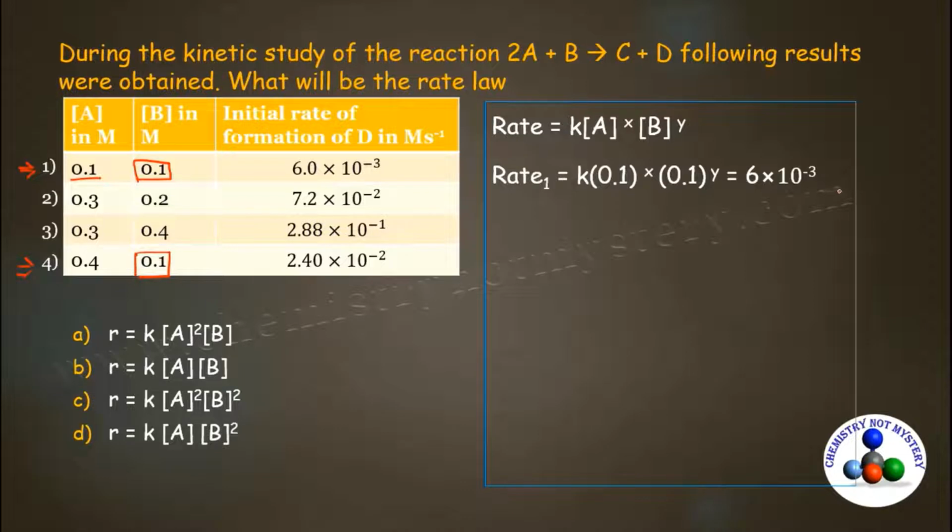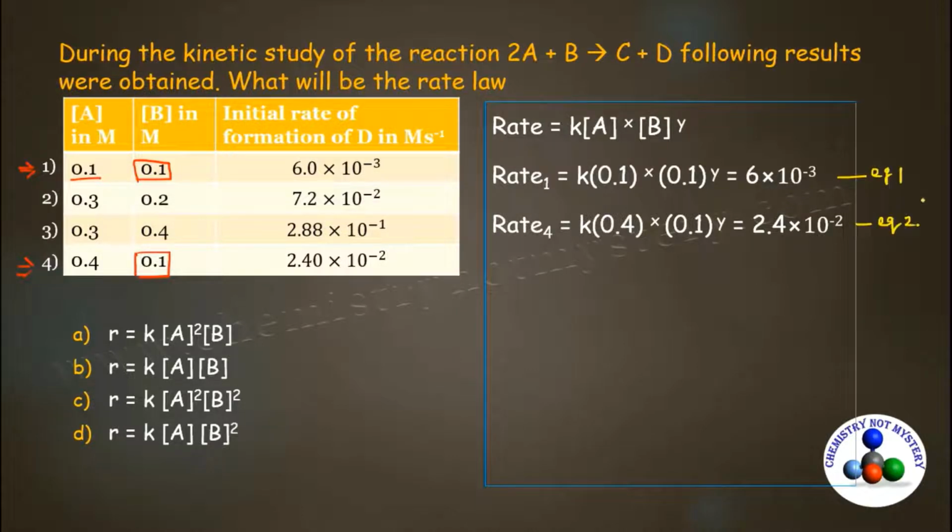Now write the equation for the fourth set. So you will get rate 4 equal to k multiplied by 0.4 raised to the power x multiplied by 0.1 raised to the power y, and it is equal to 2.4 into 10 raised to minus 2. Now we have two equations. This is equation 1 and this is equation 2. Now divide both the equations.